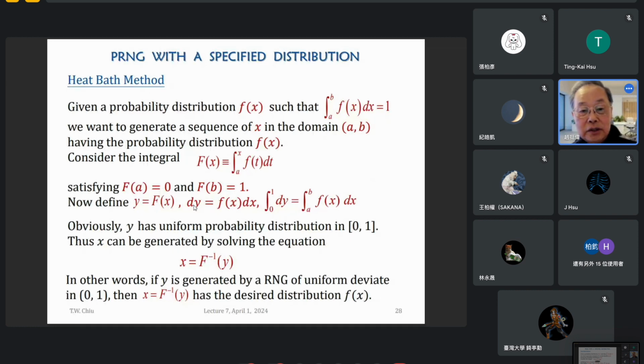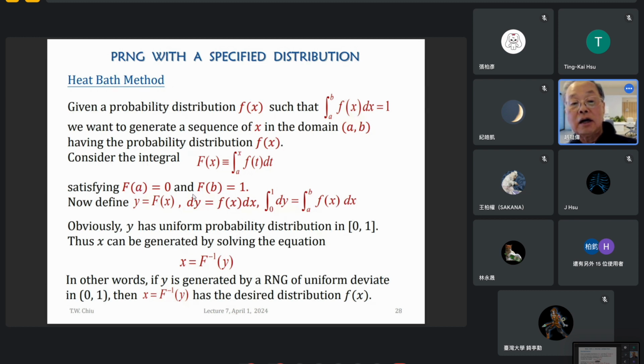Now you see, the probability distribution of y is the constant in front of dy, whatever the function here. So it's 1, right? 1 times dy equals fx dx. So fx dx is the probability distribution of x, and for y it is 1, and that's the uniform distribution between 0 and 1. So y has a uniform distribution in the interval 0 and 1.